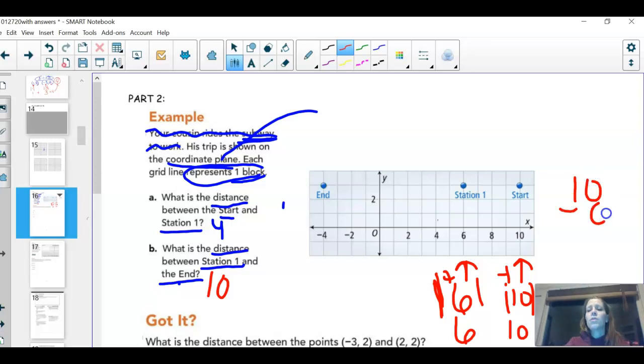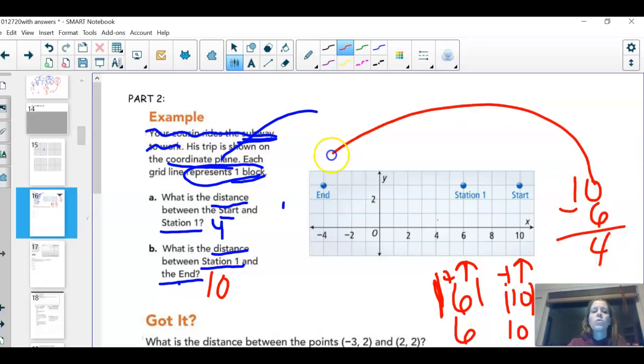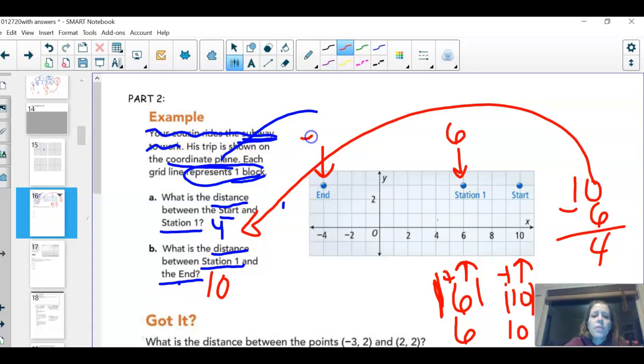Y 10 menos 6 es igual a 4. 10 minus 6 equals 4. Now let's use that strategy for this one. I have station 1, estación 1 es 6. El término es negativo 4. Okay, but the end is negative 4.